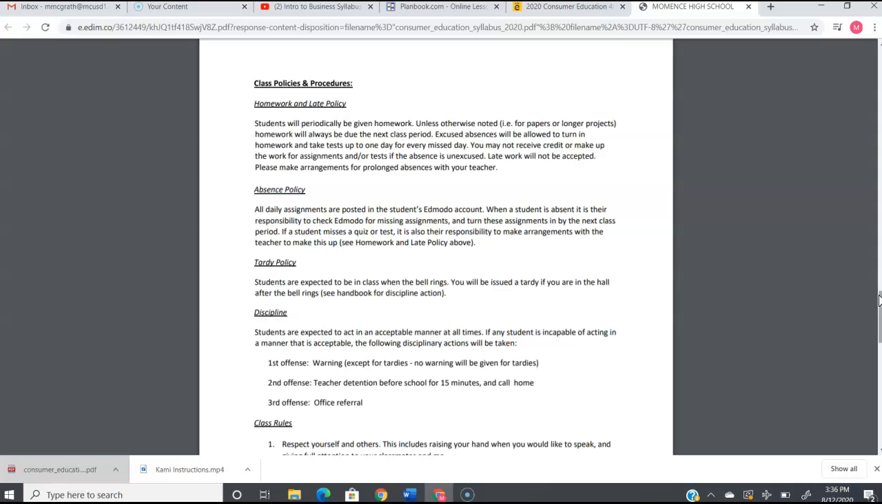You may not receive credit or make up for the work for the assignment and or test if the absence is unexcused. I do not accept late work, so if you don't turn it in on time, you get a 0. Please make arrangements for prolonged absences with your teacher.